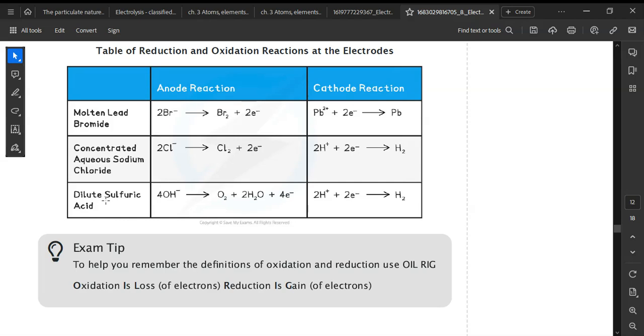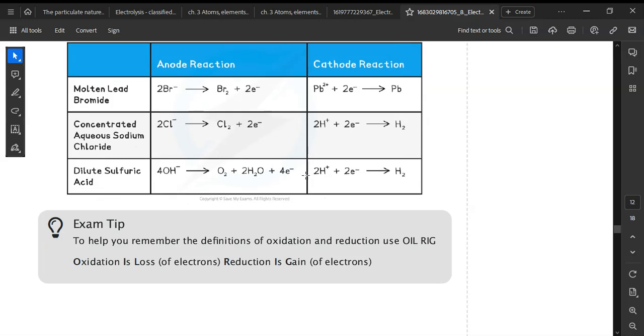And for dilute sulfuric acid, hydroxide will go to the anode to form oxygen and water due to the loss of four electrons. Then at the cathode, hydrogen gains two electrons to form hydrogen gas.